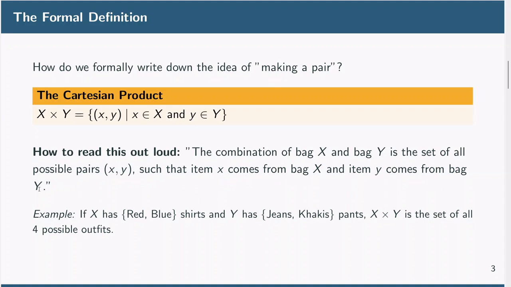Let's use a real-world example to make it clear. If bag X has red and blue shirts and bag Y has jeans and khakis pants, then X times Y is simply the set of all 4 possible outfits you can create by mixing and matching them.